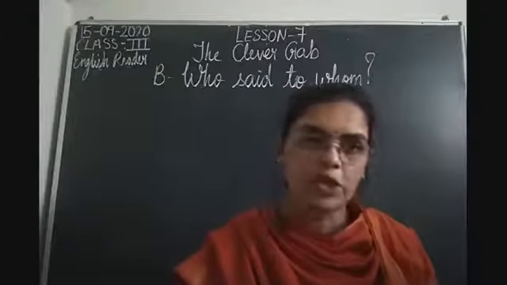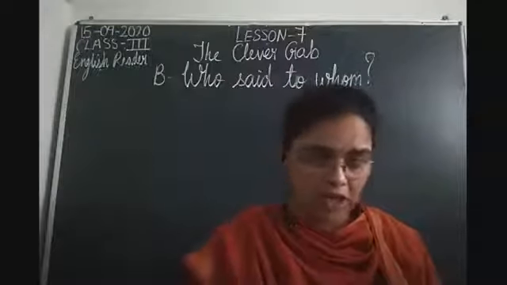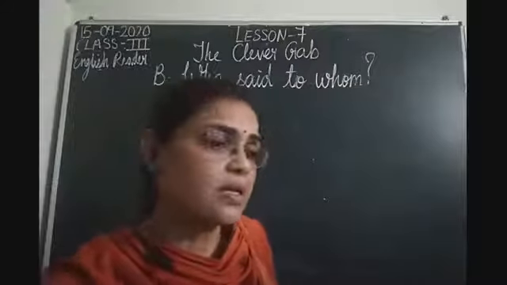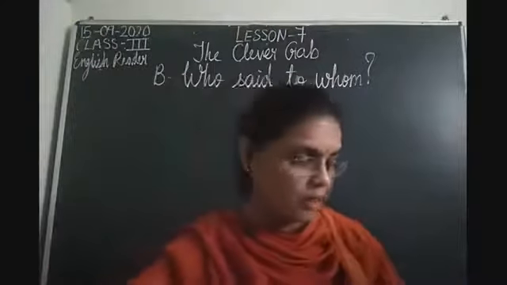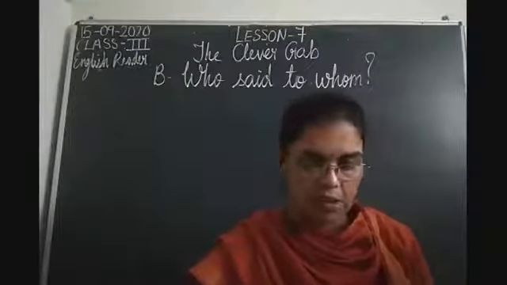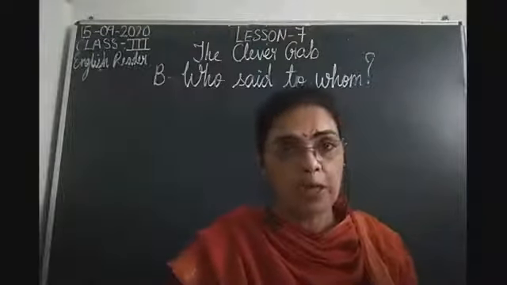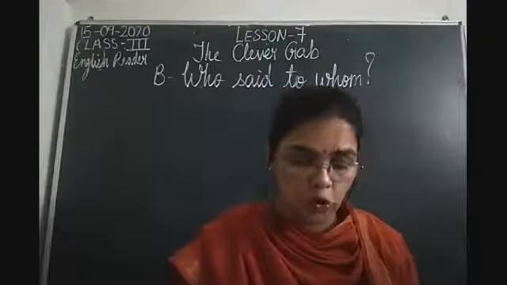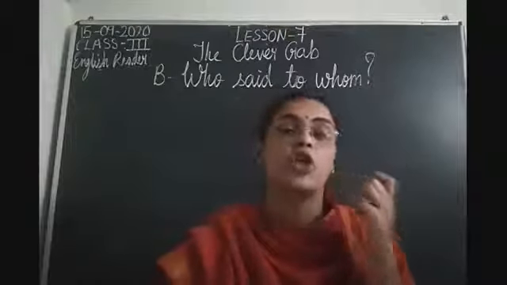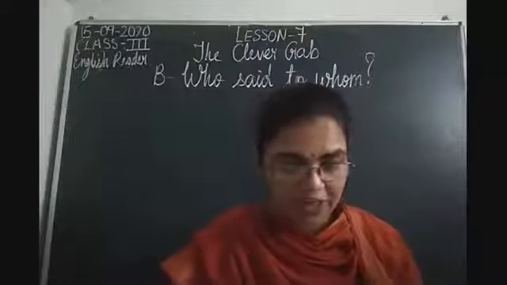Students, in my last video, I had started with exercise B of comprehension, that is, who said to whom. And students, the first one which we had done was, the dialogue was, I'm moving elsewhere. Who said this to whom? Answer, the stork said this to the fish.